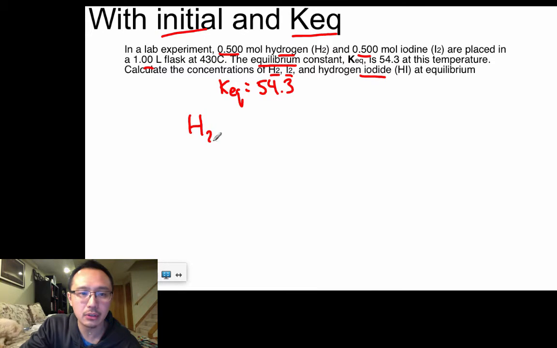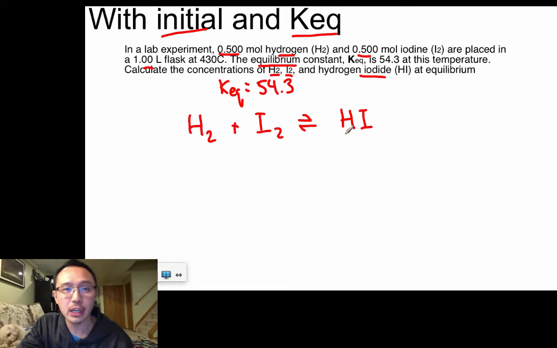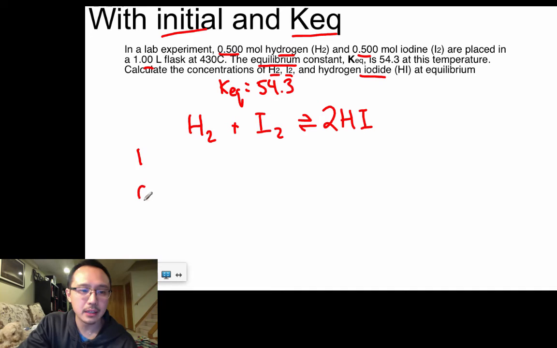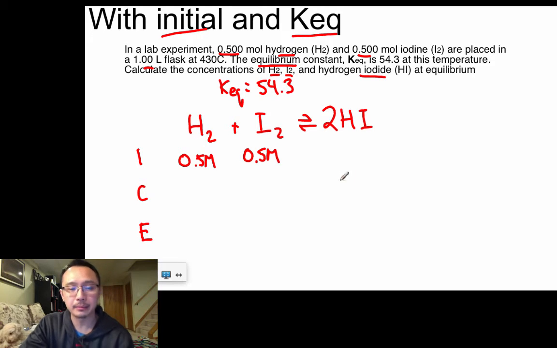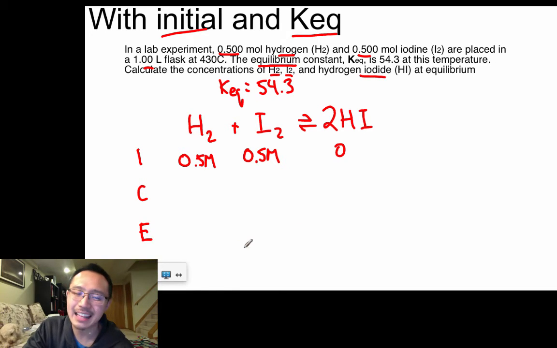So let's write this. H2 plus I2 gives me a reaction of HI. I need to check if this is balanced first because remember the change row needs stoichiometry. So I have 2 here, and I just need to put that as a 2. The next thing I'm going to do is put this all into an ICE table and see what I have. I start off with 0.5 moles of hydrogen, but since I have a 1 liter flask, that's very convenient because I have 0.5 molar. And then iodine, I have 0.5 molar as well. The product is 0 at initial, and you notice that's all that you're given.